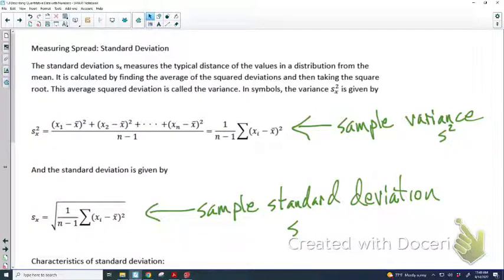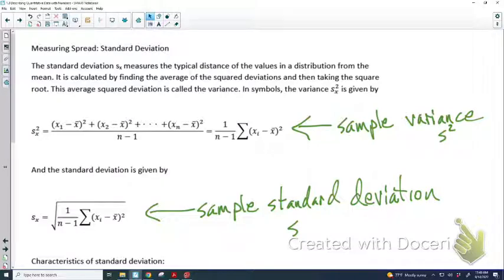They may ask about sample variance in a question, and just know that if you're doing 1-Var Stats on your calculator, you need to square S, and you get it. Because typically you're just going to use 1-Var Stats or some function on your calculator to get standard deviation.